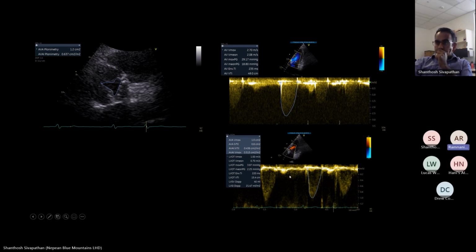And this LVOT VTI, bearing in mind the opening and the closing click both are actually visible, so it's probably not in the right spot as well. Absolutely. So I'll take that LVOT VTI with a pinch of salt, is essentially what I'm going to say.